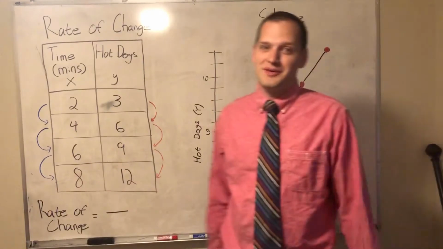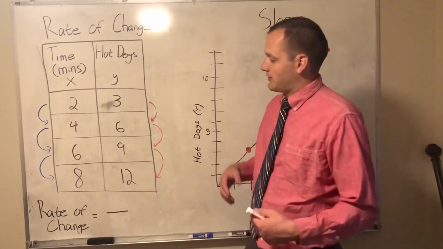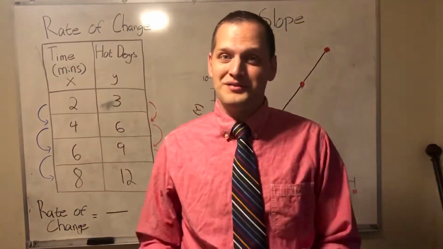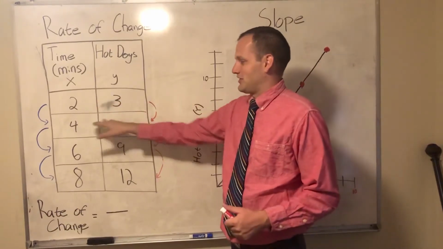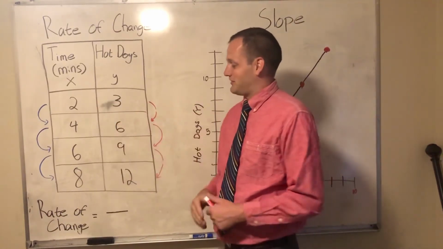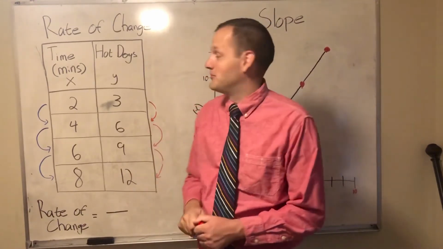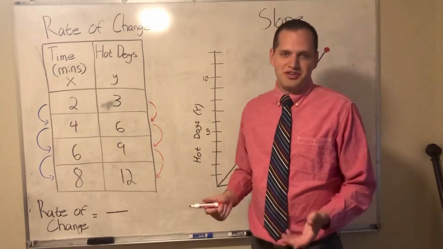Alright, you should be ready to go now. So, what we're going to do is we're going to figure out the rate of change of what's happening here with these hot dogs. Somebody's obviously very hungry. Somebody's eating 3 hot dogs in 2 minutes, 6 hot dogs in 4 minutes, 9 hot dogs in 6 minutes. They're hungry. I don't know if I could even eat 6 hot dogs, to be honest. So, let's figure out what the rate of change is.